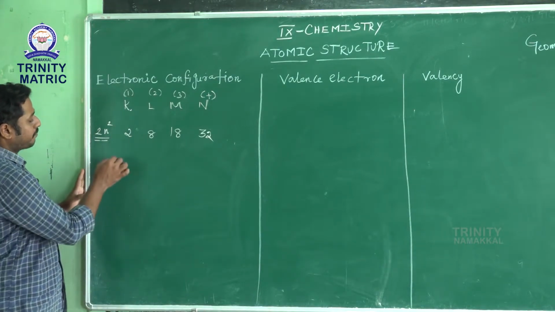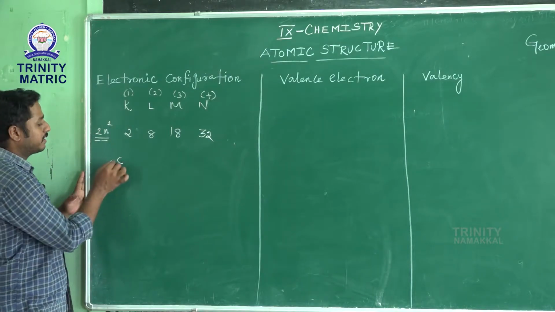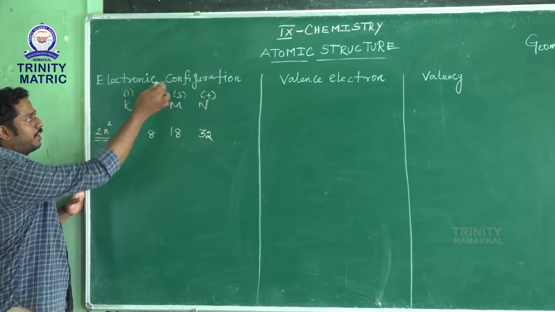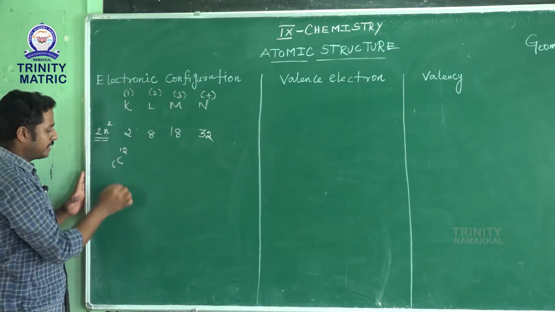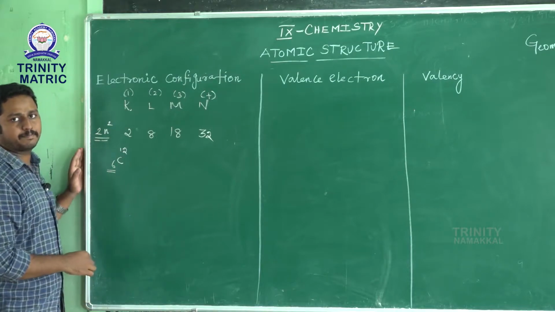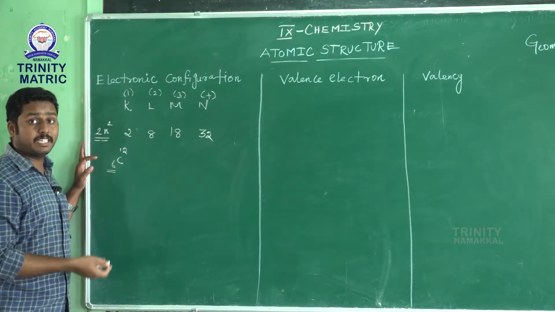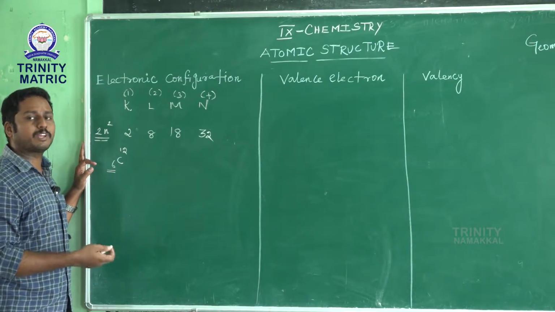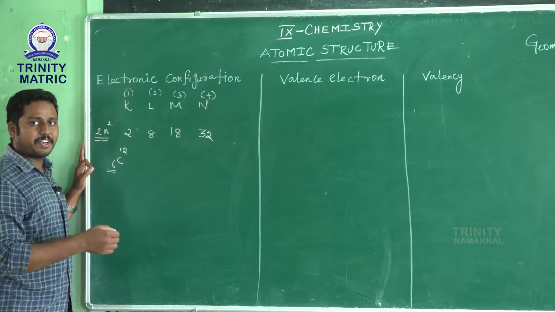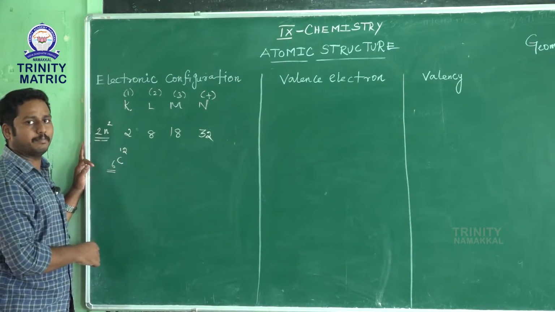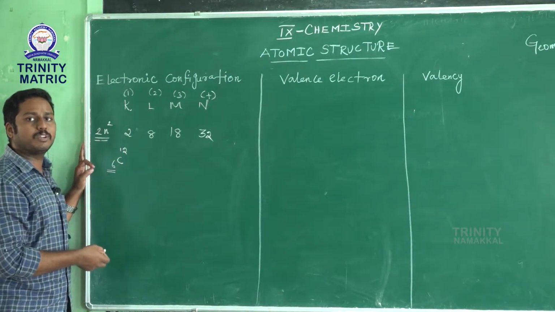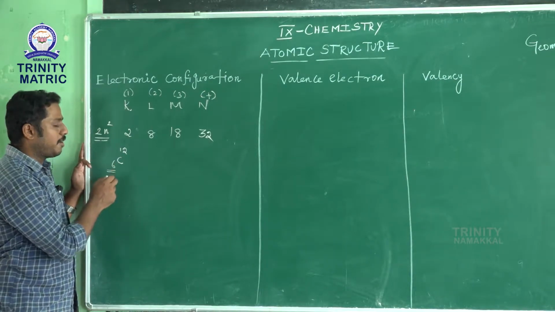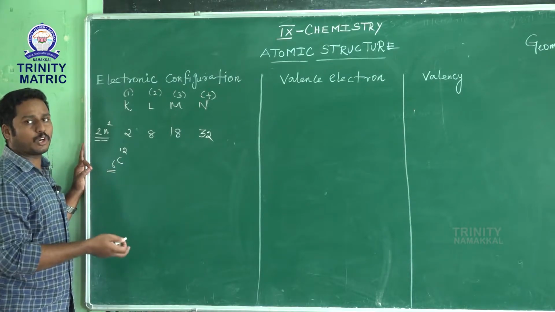Now we want to write the electronic configuration for some elements. For example, carbon, atomic number 6, mass number 12. For writing the electronic configuration you must know the atomic number, because electronic configuration means the arrangement of the electrons in their shells. So how can you identify the electron number? You can identify the electron number from the atomic number, because atomic number is equal to the number of electrons or the number of protons.